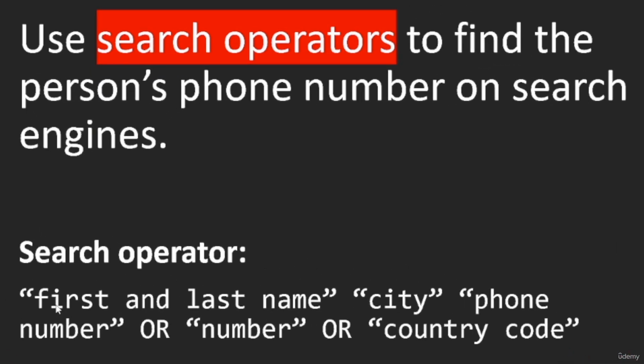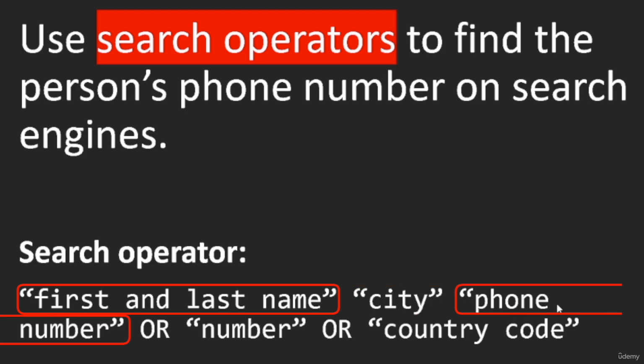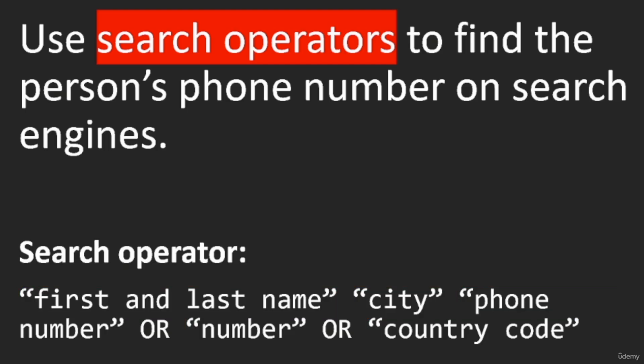So first of all, we are going to search for the first and last name of the person within 2 quotation marks, and then we can specify the city. Now this is not required, this is only optional. So if you have specified the city and you have got no search results, then you can remove the city and then just search for the phone number. So you want to specify the city and then say phone number within 2 quotation marks or number or the country code. So it might be 91 for India, 49 for Germany, +1 for United States, etc. And we will see an example.